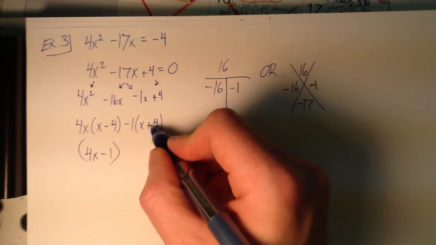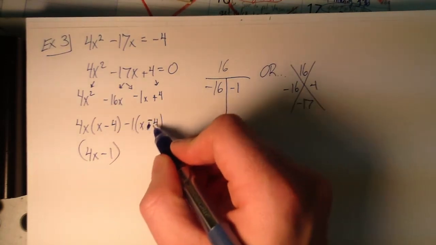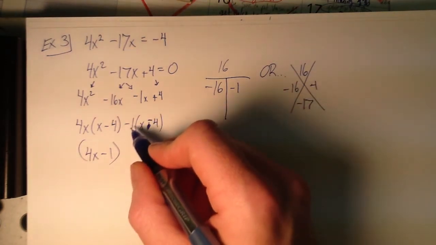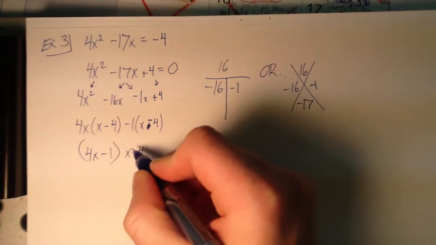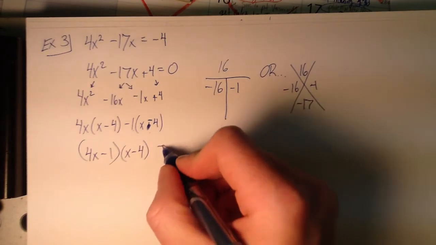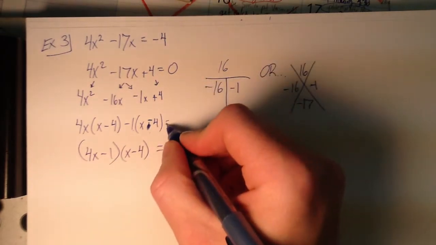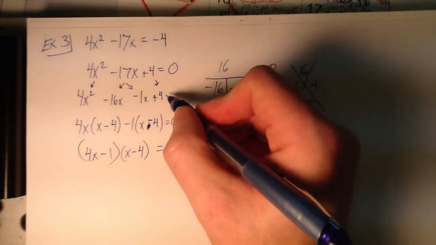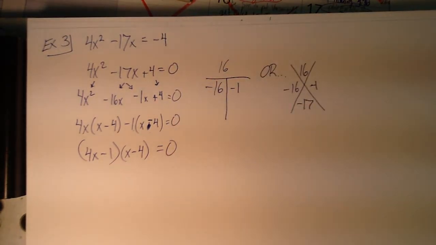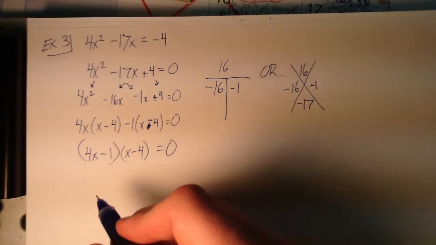Looks like I've already made a mistake. This should have been a minus right here. I told y'all to check and then I didn't. So negative 1 times negative 4 is positive 4. So x minus 4 would be our other factor. Looks like I also forgot to tell you to keep it equal to 0, so make sure we're bringing that down each time. Like I said, easy to forget, so just be careful, make sure you do it.